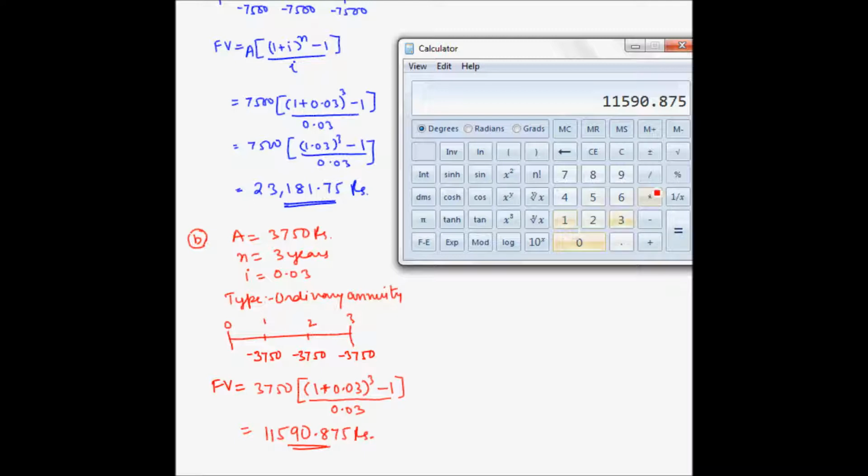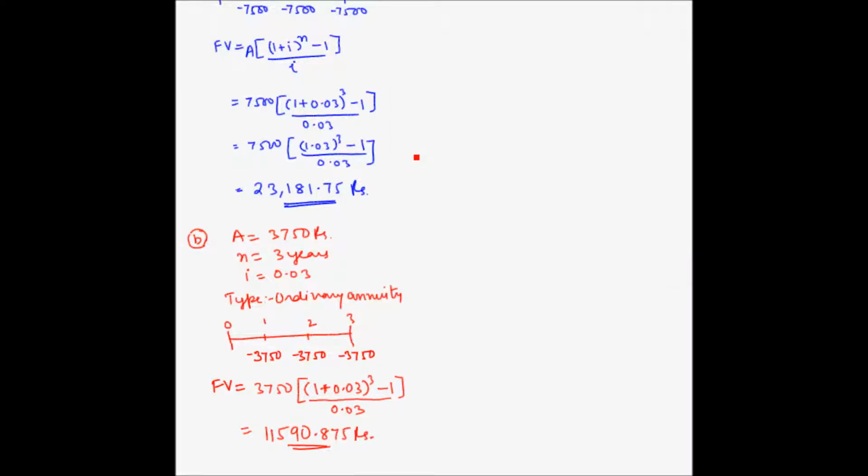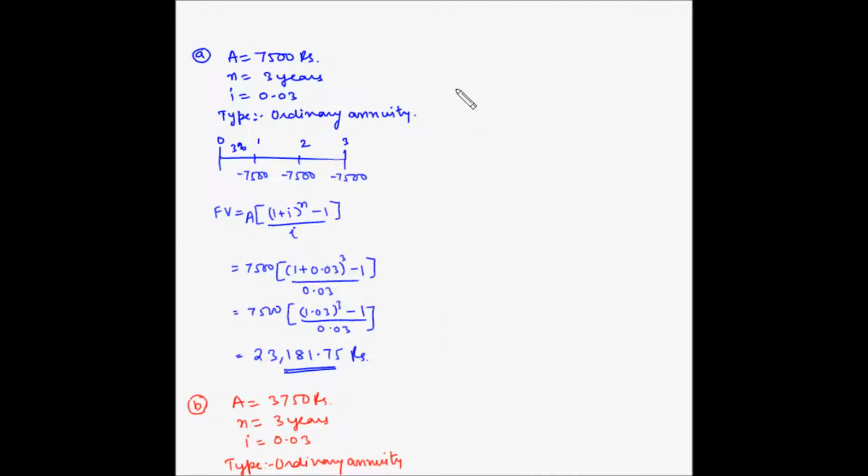Now let's see if there is a relationship between these two numbers. So let's multiply this by 2, and what we get is this number here, 23,181.75. So basically, if the annuity amount is halved, then the future value will also be half. Now let's move to part C.